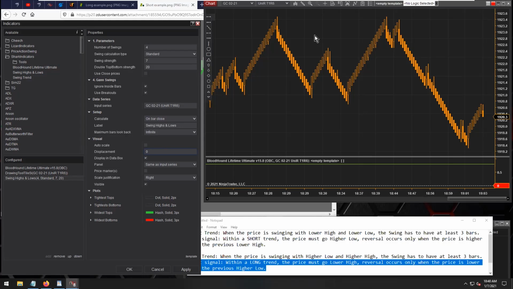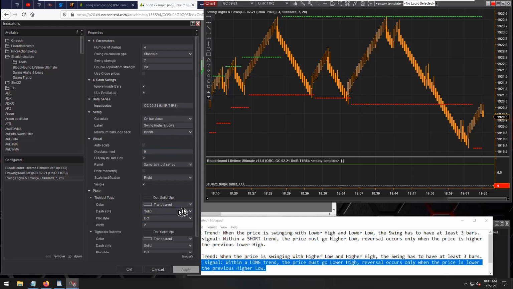And so then once you have the indicator set up correctly, then you can start building the logic in BloodHound. All right, so this time we're also going to, with the swing highs and lows, let's just hit apply here, right? So we can see that right now we can see the widest tops and the widest bottoms. Those plots are on. The tightest plots are set to transparent. So basically they're invisible right now. And so we can see, right, swing highs and swing lows are being plotted.